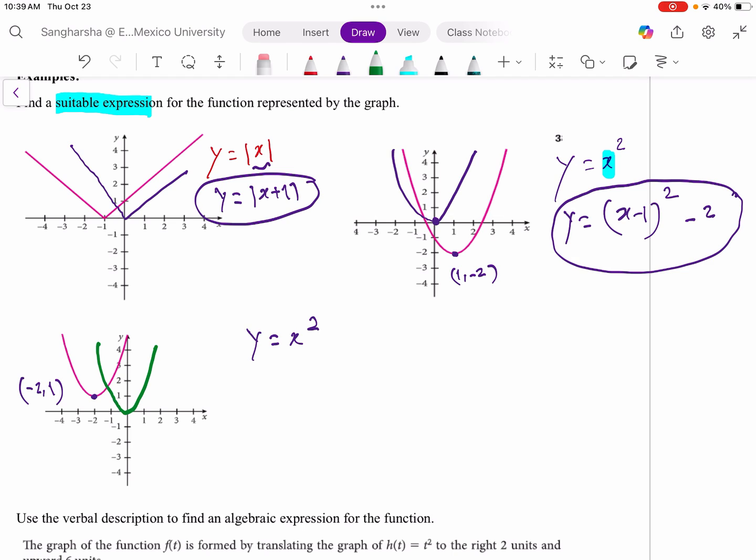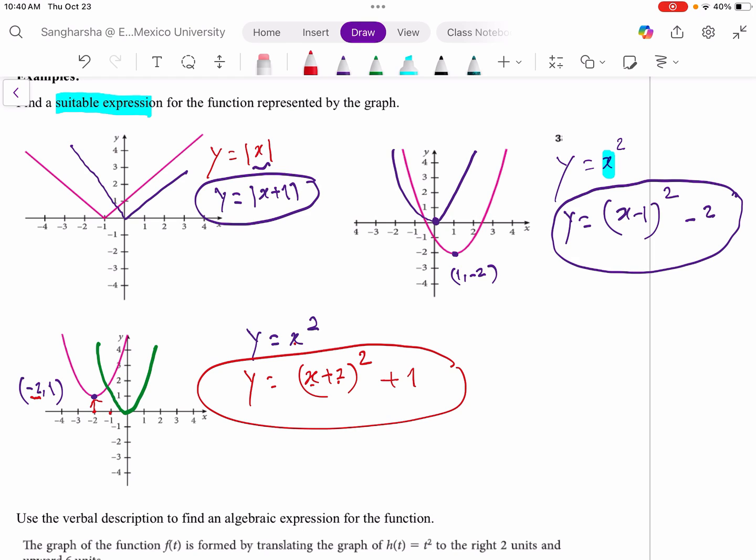Now we need to move here. So how do we move? We go left by 2 units and go up by 1 unit. Now we have to write down what that means. Moving left means we replace x by x plus 2. We are moving left by 2 units, so we are replacing x by x plus 2. Instead of x, you write down x plus 2. And we are moving up by 1 unit, which means we are adding 1. Okay, any question up to here?